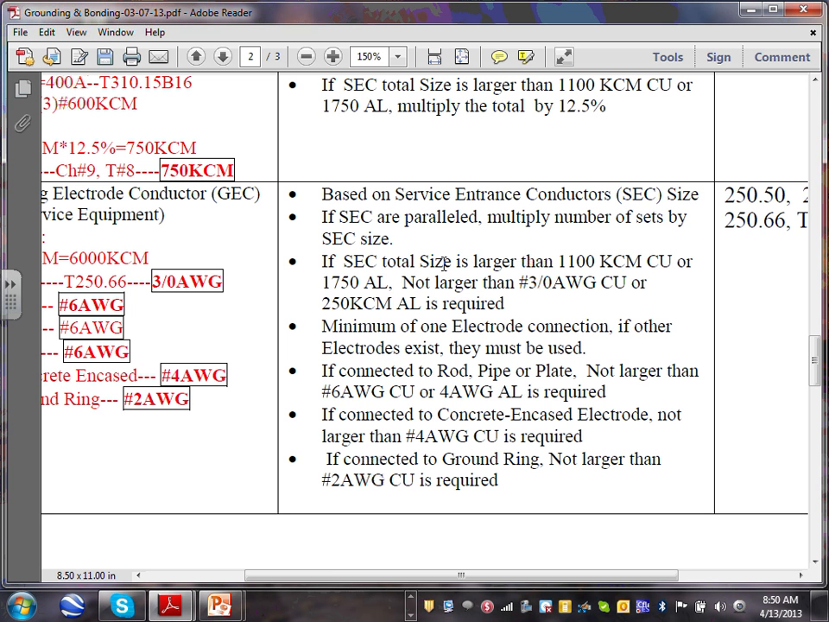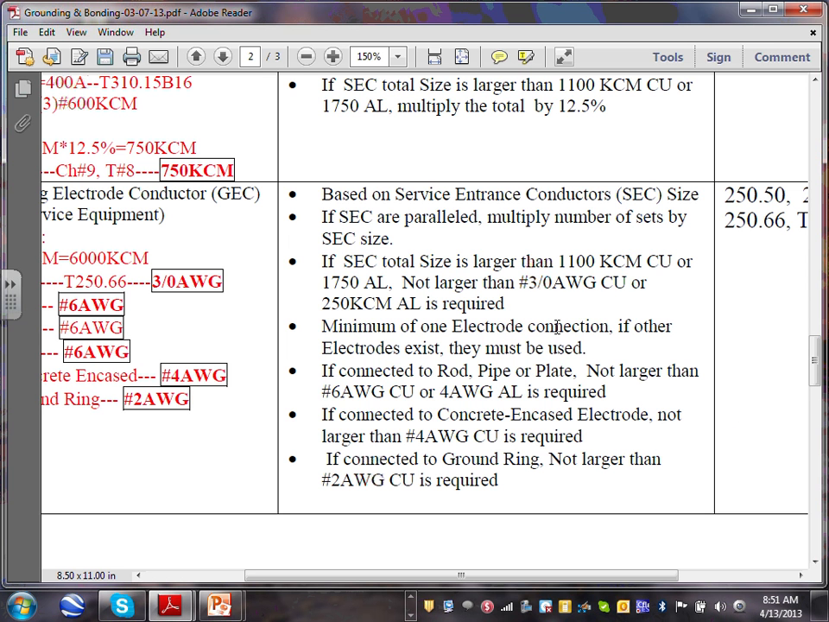If service size is larger than this, can you guys see that? No larger than number 3 is needed. That's the difference between main bonding jumper and the grounding electrode conductor. If you end up with more than 1100 kcmil or 1750, you don't have to go larger than number 3 out. You do not have to.